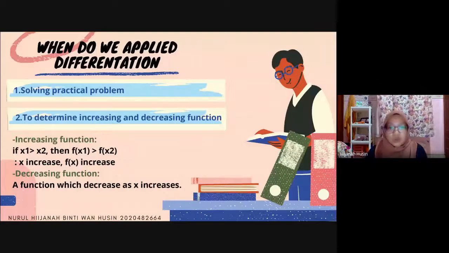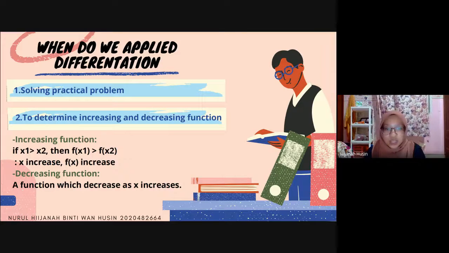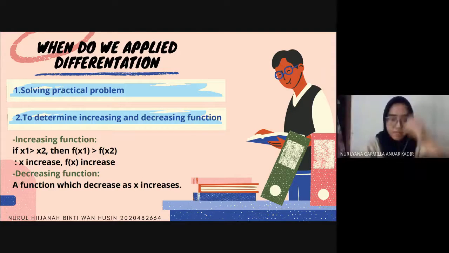So when do we apply differentiations? We apply differentiations in solving practical problems. We also apply differentiations to determine increasing and decreasing functions. Increasing function is if x1 is greater than x2, then f(x1) is greater than f(x2). That means when x increases, the function also increases. The decreasing function is a function which decreases as x increases.